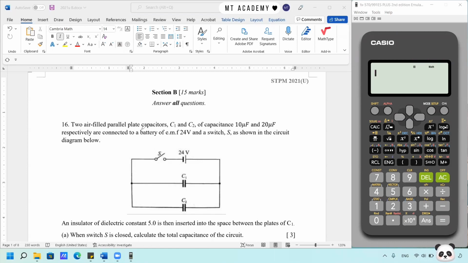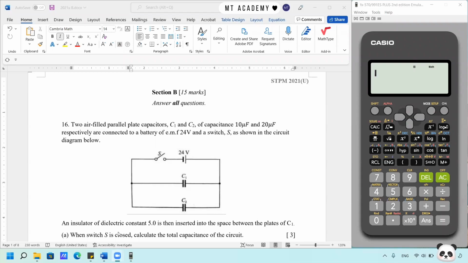Two air-filled parallel plate capacitors C1 and C2 of capacitance 10 and 20 microfarad respectively are connected to a battery of 24 volt and a switch as shown in the circuit diagram. An insulator of dielectric constant 5 is then inserted into the space between the plates of C1. When switch S is closed, calculate the total capacitance of the circuit.